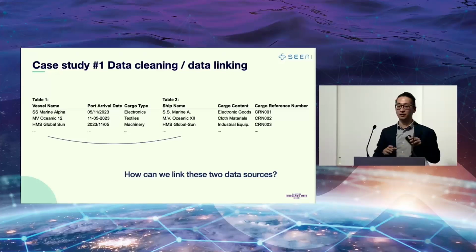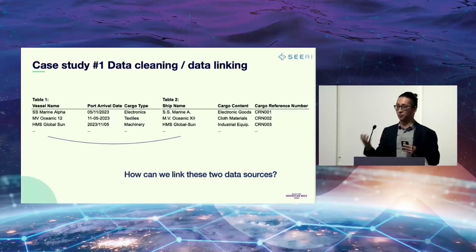This is very common for different organizations and businesses. You have 2 different data sources. This is a simplified example. So you have 2 tables, table 1 and table 2. Table 1 has 3 columns: vessel name, port arrival date, and cargo type. And table 2 has 3 columns, but different: ship name, cargo content, and cargo reference number. As a human, we look at these 2 column names, and we know that vessel name and ship name mean the same. And also cargo type and cargo content express the same thing.